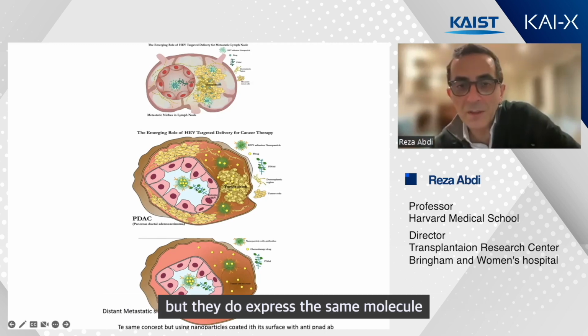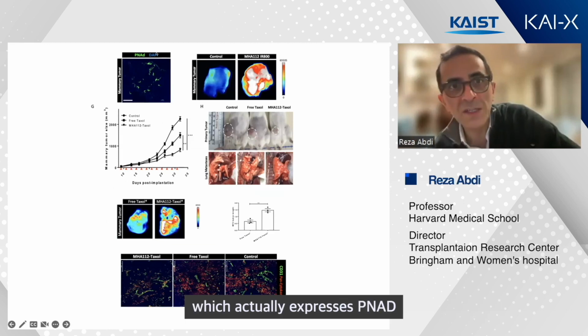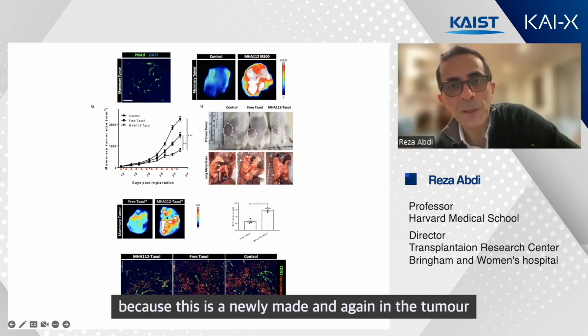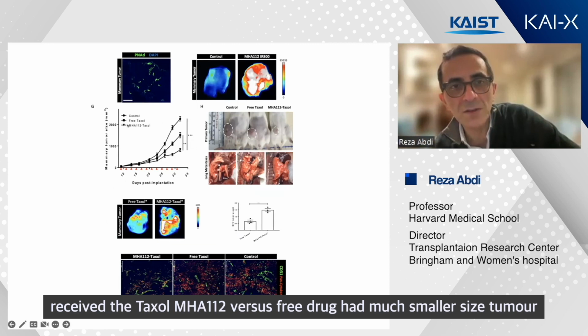But they do express the same molecule here in the case of non-nanoparticle, and this is a breast tumor, which actually expresses PNAD, because this is a newly made high endothelial vein in the tumor. And the mice that received the Taxol MHA-112 versus free drug had much smaller size tumors.